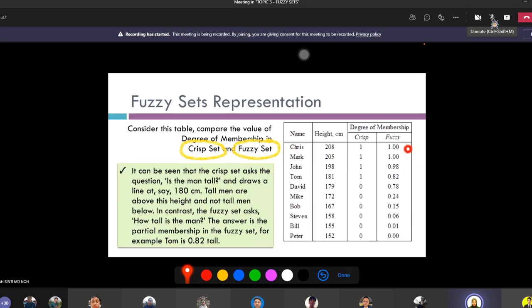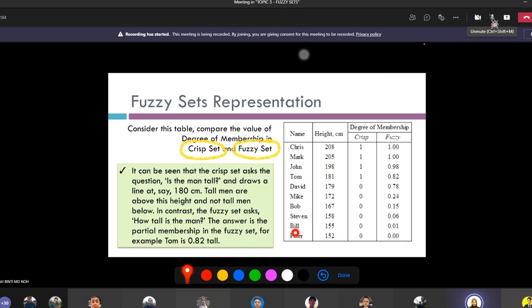Okay, dia bukan sharp boundary macam tadi. So dia ada some soft edge dekat situ. Right, so maybe kita kata Chris and Mark 205 and 208 ni dia totally tall. But then bila dia dah kurang daripada 200, they are still tall, but dia punya degree of membership is 0.98. So dia ada degree of membership. Sampai dekat Peter kita tengok dia dah kosong.